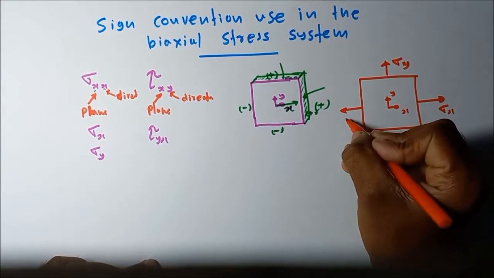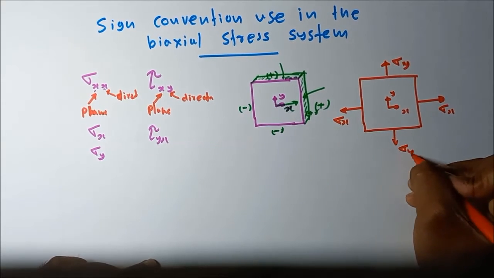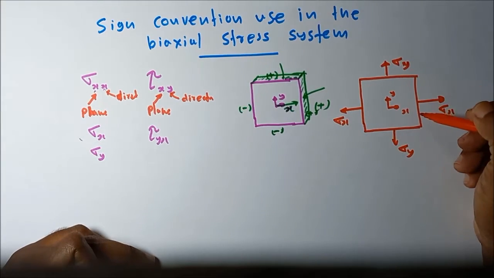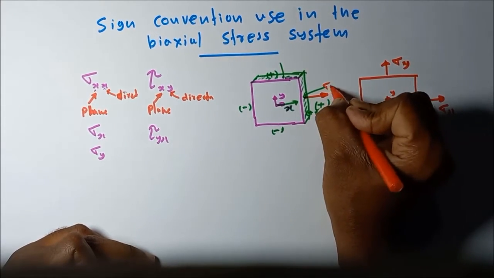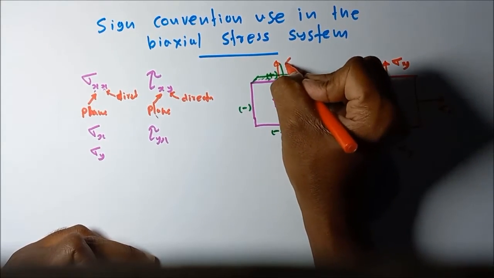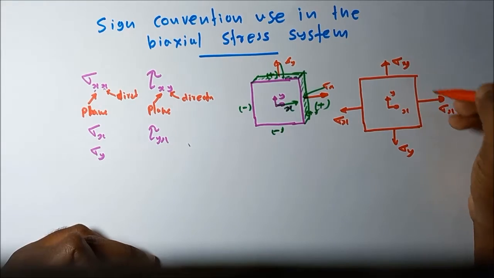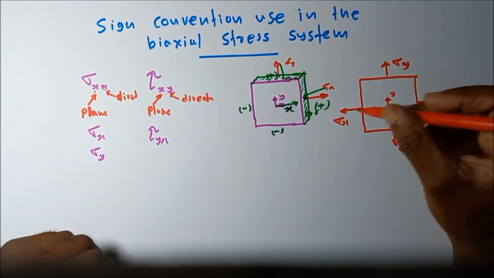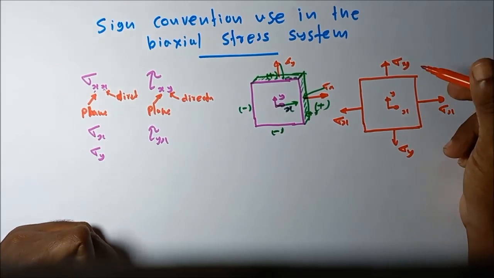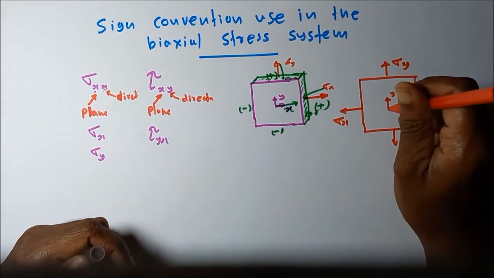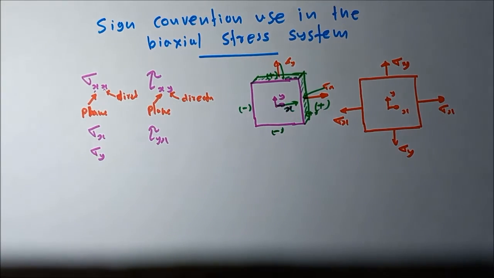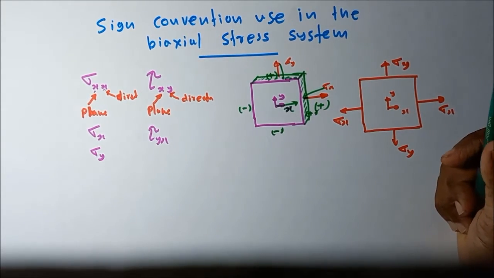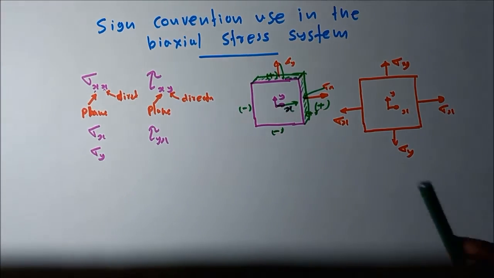So sigma x, sigma y. You can see on this face, the stress acting on this face, we are marking in a positive way: sigma x outward, sigma y outward. These two stresses are equal in magnitude and opposite in direction, and sigma y also is equal in magnitude and opposite in direction. This is because this is an infinitely small stress element. If it is not infinitely small, if it has finite dimensions, these two may not be equal.